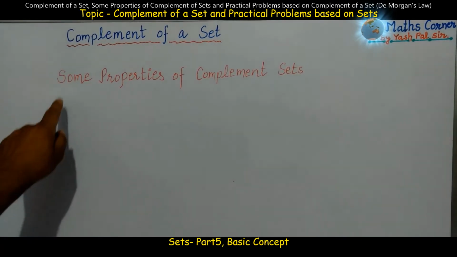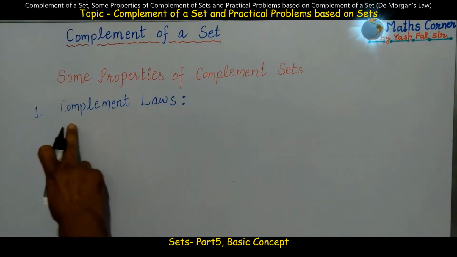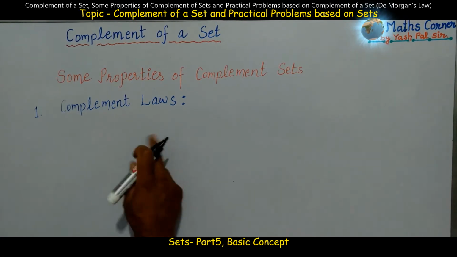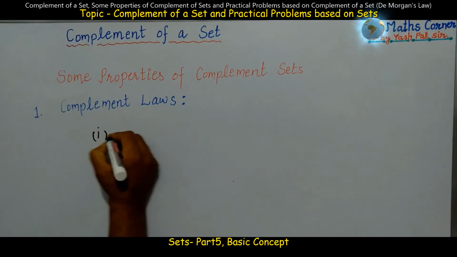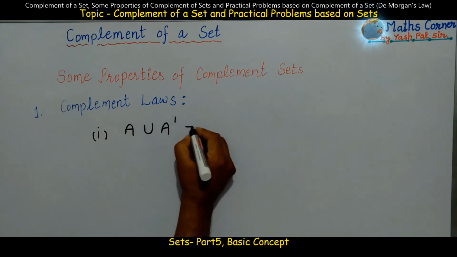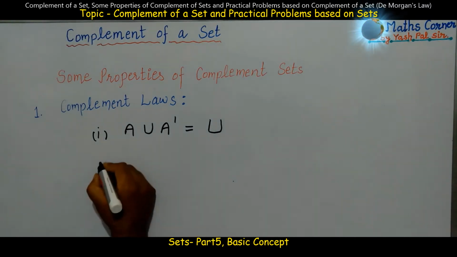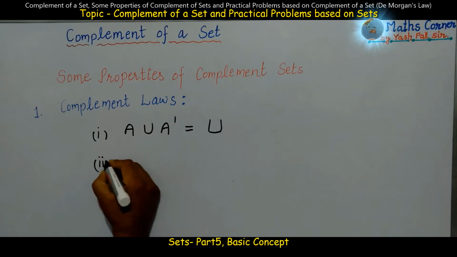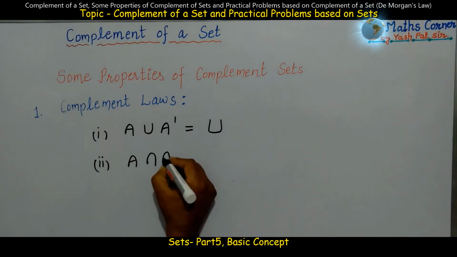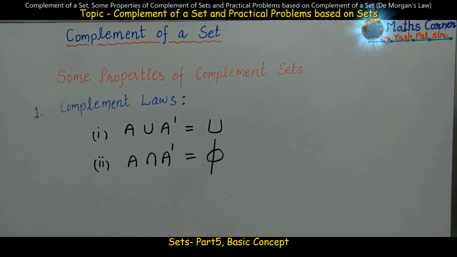Now we are going to discuss some properties of complement sets. First of all, complement laws. The first law is A union A complement, which is equal to the universal set itself. The second law of complement is A intersection A complement, and here the answer will be the empty set phi.